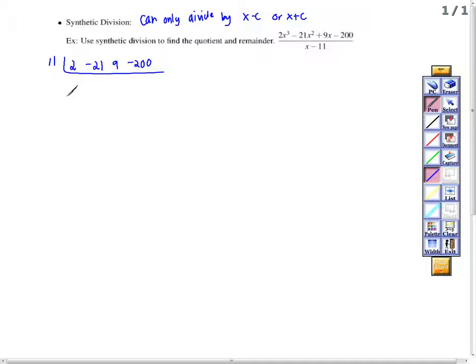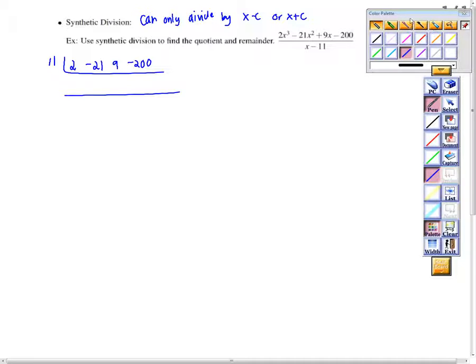So draw a line like this, and the first step in synthetic division is to bring down this first term. Bring down this. Okay, if you bring that down, you have a 2 right here. So then we have 11 times 2. That's 22. Okay, now see what I did there? Multiplied 11 times 2, and I put it right there.